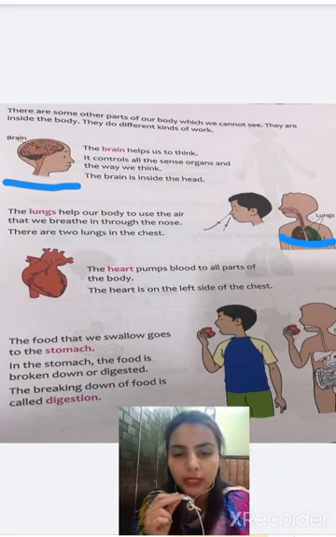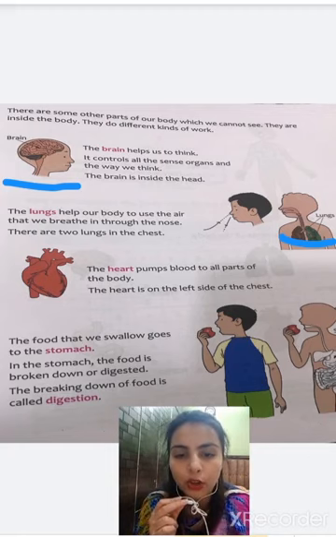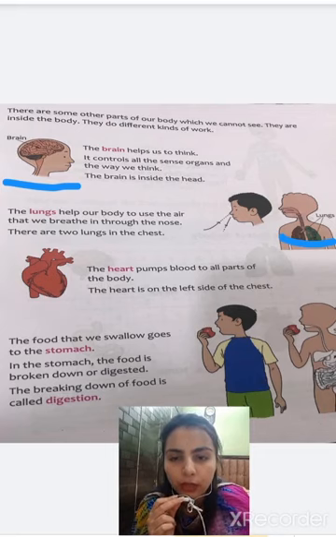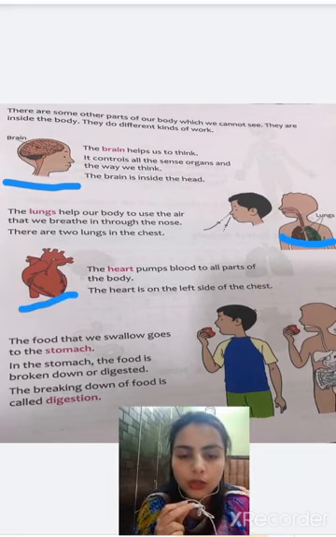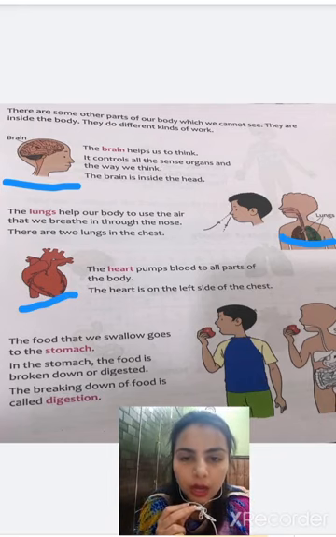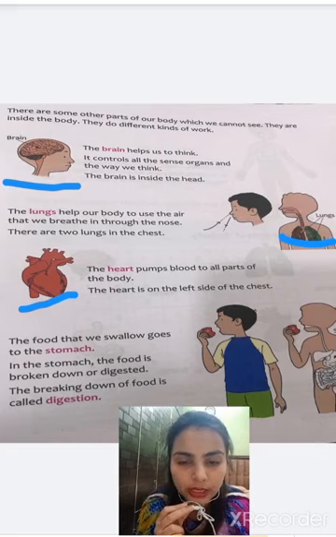Okay, the next internal organ of our body is the heart. Here is the picture of the heart. See in your book, it is the picture of the heart. So it is written about the heart. The heart pumps blood to all parts of the body. The heart is on the left side of the chest.